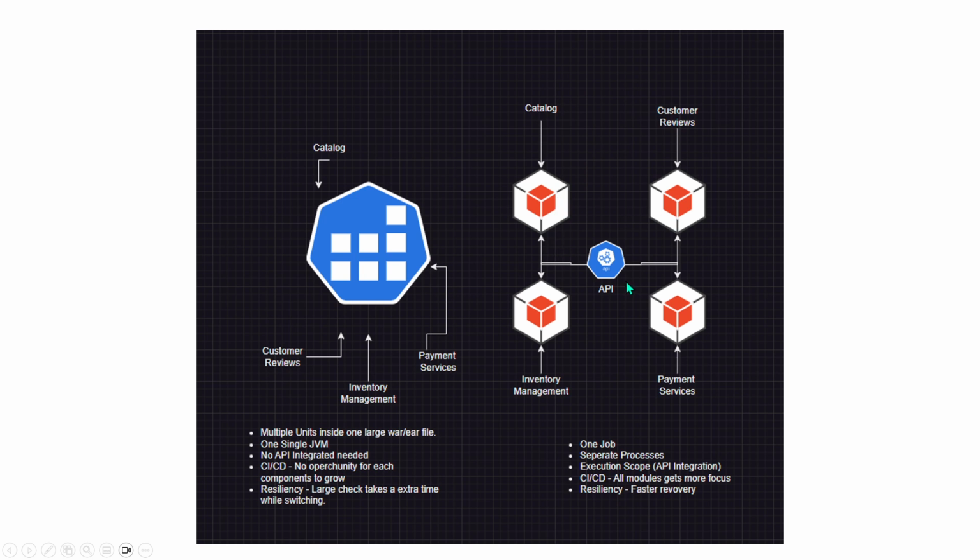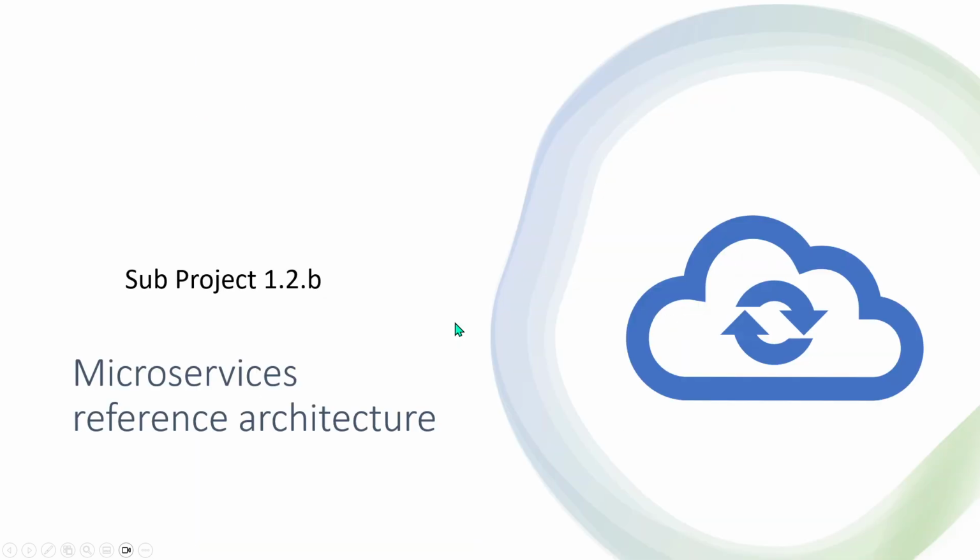The execution scope, as in the API integration, comes in here, where APIs will be created, or a message broker will be created, which actually interacts between these different modules. And then there is going to be a separate process for each of these modules. So if you have each container running over here, it becomes a process for each of these modules. And there's going to be only one job over here, which is to manage this. All right, so that's what I wanted to talk to you about in this video in the microservice reference architecture.